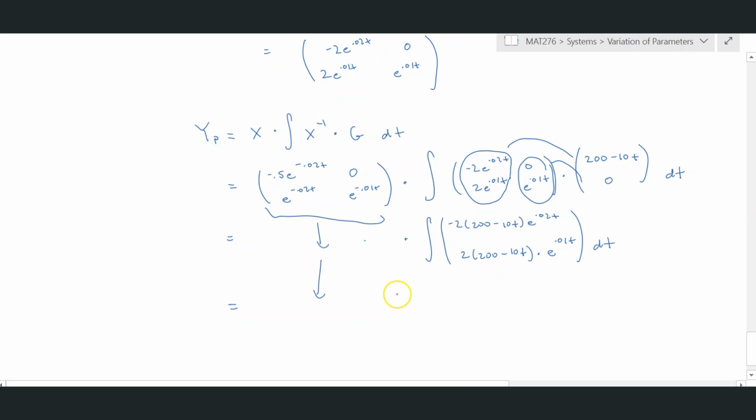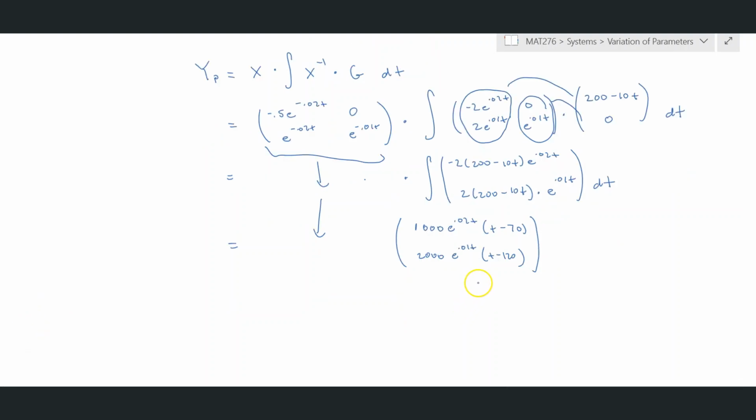Again, this will just get carried down, and we'll get a vector out of this. Don't forget that we do not need plus c because this is just a particular solution. So here's one way we could express those integrals. And now, to wrap this up, we need to multiply this matrix times this vector.